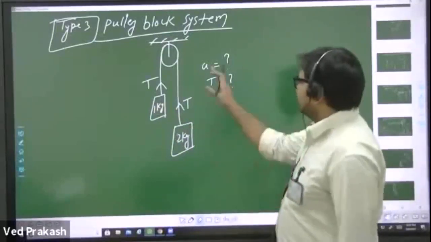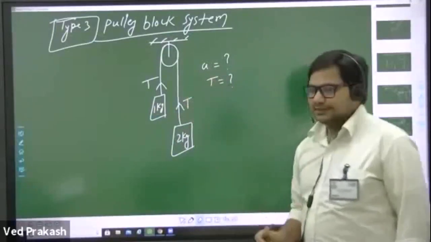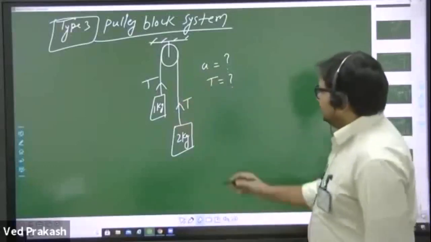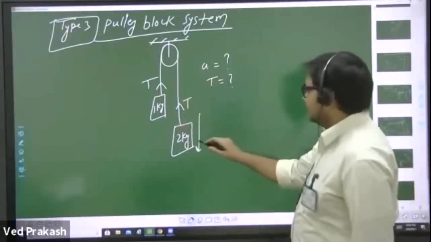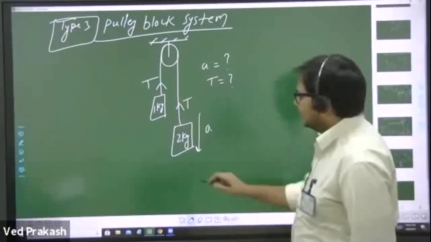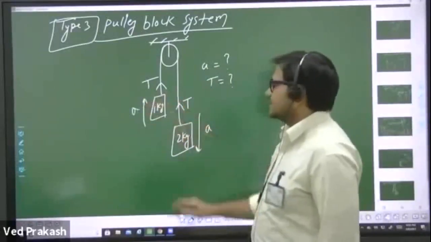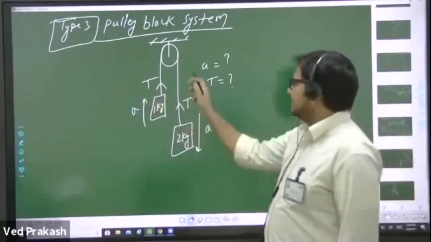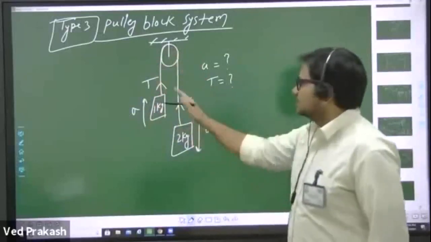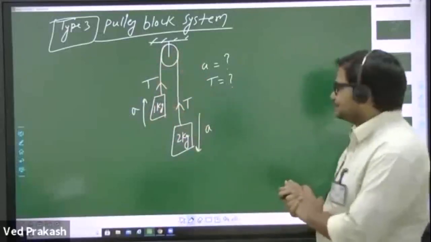To find the acceleration and tension in this rope, we have to take some variable. Let's say this block is moving downward with acceleration A and this one is moving upward with the same acceleration A. And since they are connected through a single rope, the tension on both sides will be the same.